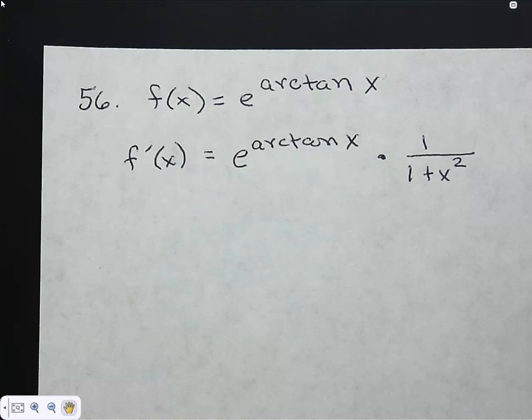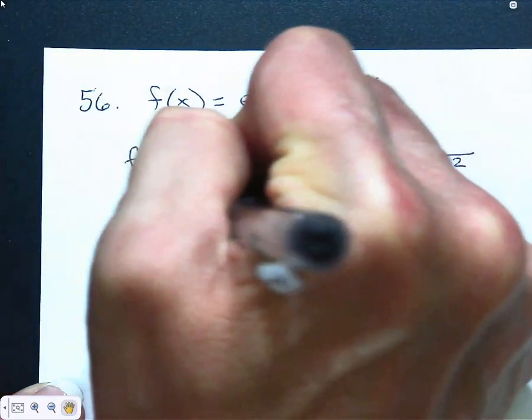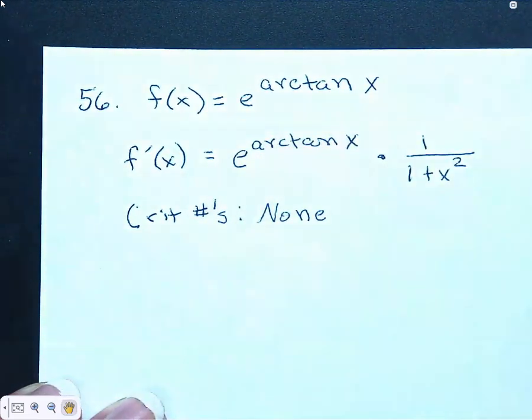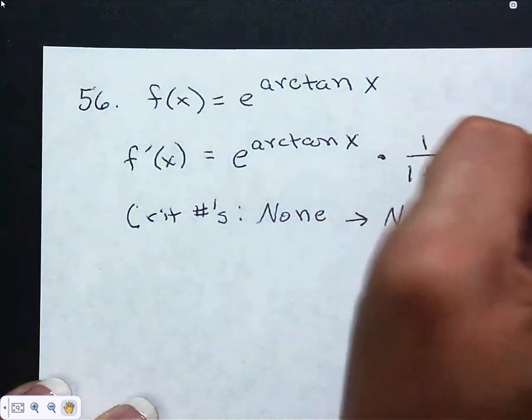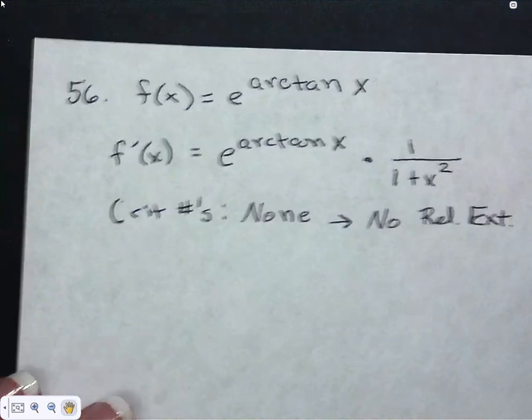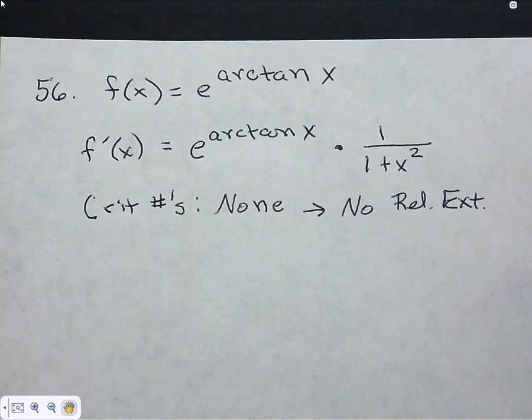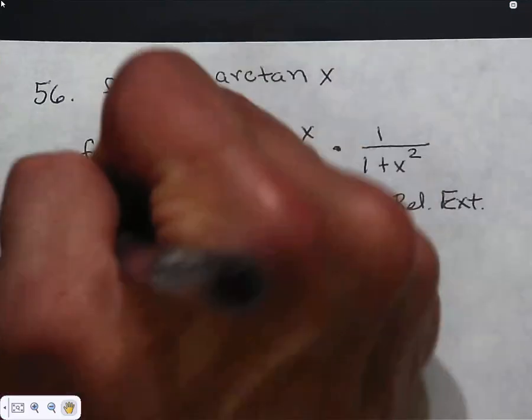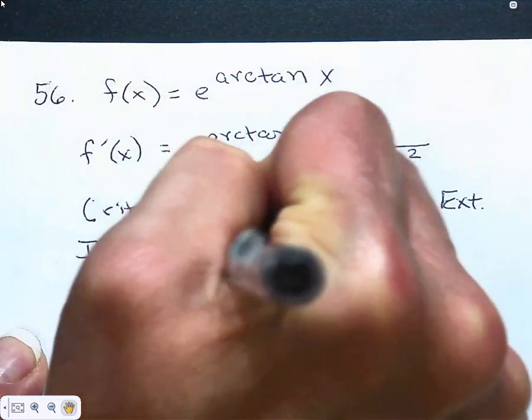Is there anything that makes the derivative undefined? No. Anything that makes it 0? No. There's nothing, e to the something that's going to give you 0, and there's nothing that makes this 0, so there are no critical numbers. Means what about relative extrema? I just need to know if this function is always increasing or always decreasing. E to any power is going to be positive. 1 over 1 plus x squared is always going to be positive, and a positive times a positive is always positive. So this is increasing from where to where?